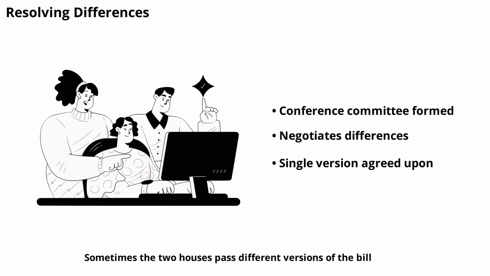Sometimes, the two houses pass different versions of the bill. When this happens, a conference committee is formed, made up of members from both houses. Their job is to resolve any differences and agree on a single version. This process may involve negotiation and compromise to ensure the bill is acceptable to both chambers.